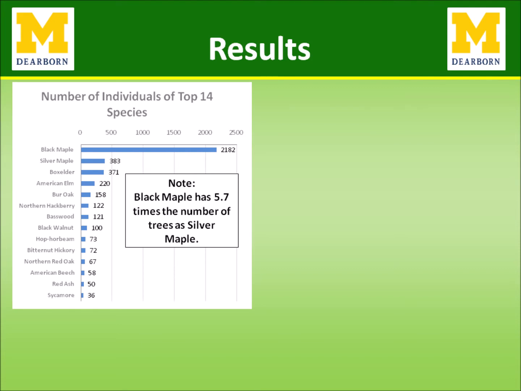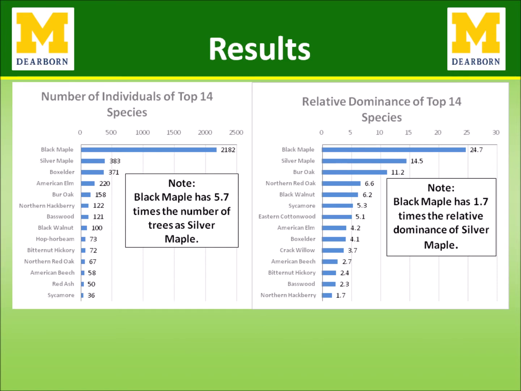By far the most common tree was black maple, which had almost 6 times as many trees as the second most common tree, silver maple. Looking at the biomass or the relative dominance of the trees in the floodplain though, although black maple is still our most dominant tree, it only has 1.7 times the relative dominance of silver maple, meaning we have many black maples, but they are much smaller than the larger, more dominant silver maples.